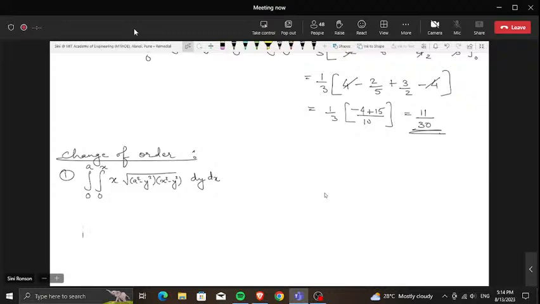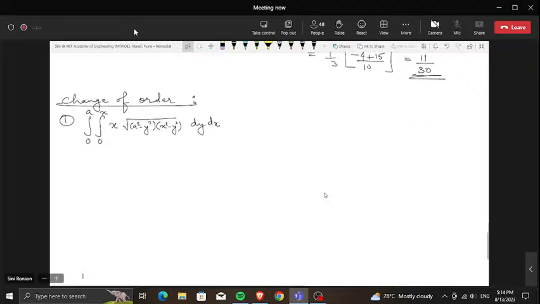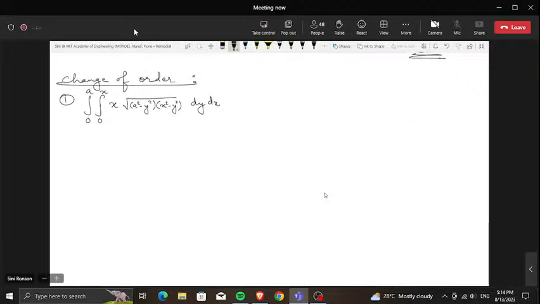That means if the question is change the order, students, you will have to change the order only, otherwise we will be losing marks. Remember, learn to answer according to the question. If the question says change the order, you have to change it. So here my question is change the order and evaluate.